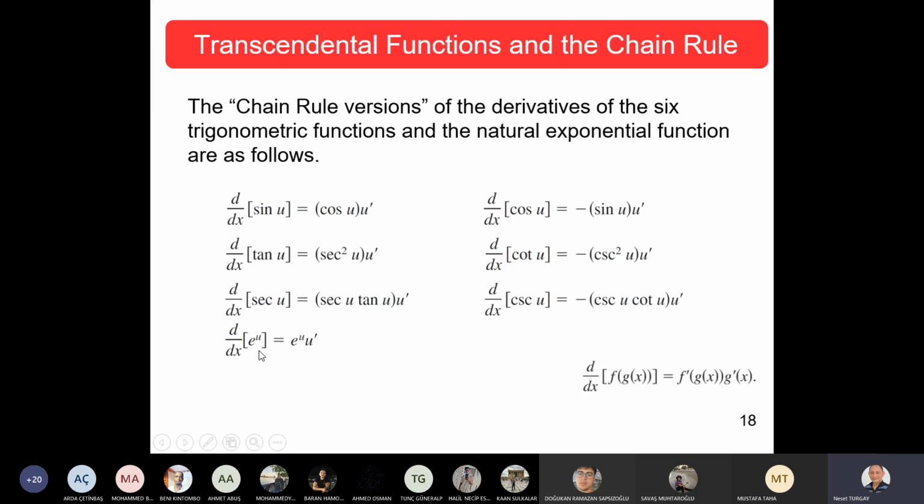Here, derivative of this with respect to u first, and then times derivative of inside. Derivative of this one with respect to u times derivative of inside. Derivative of this with respect to u times derivative of inside. The insides are these u guys. Again, similarly, we are using this. Here, f is the outside one, g is the u one.